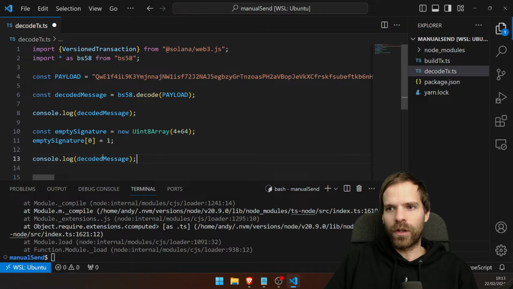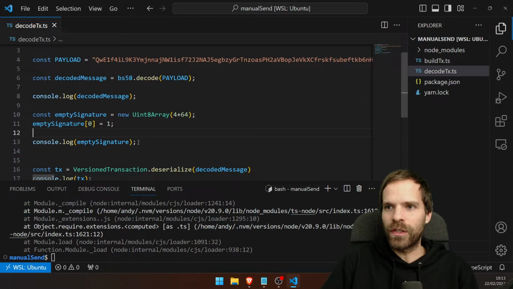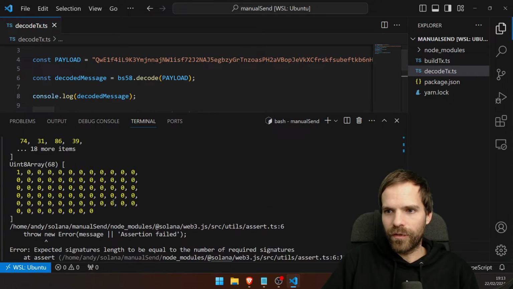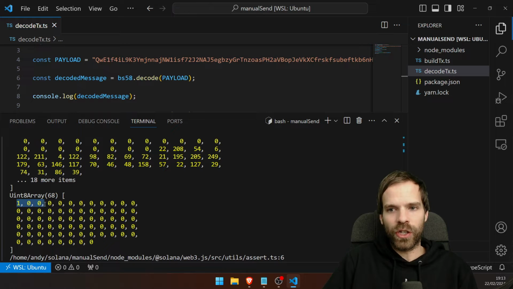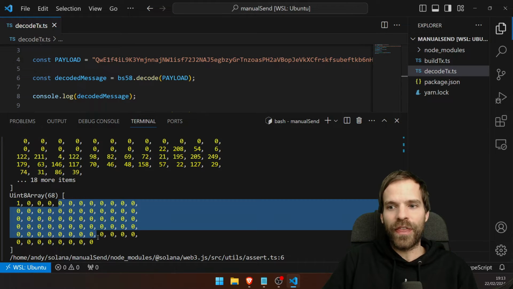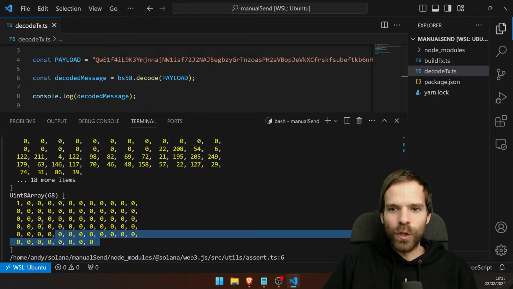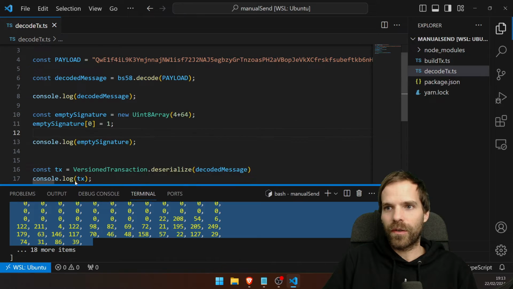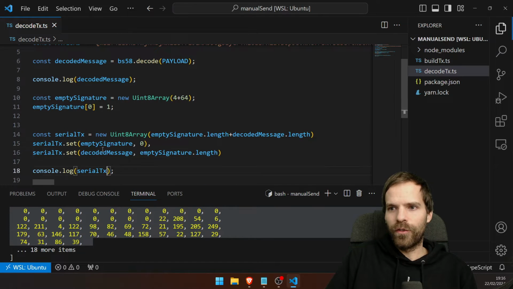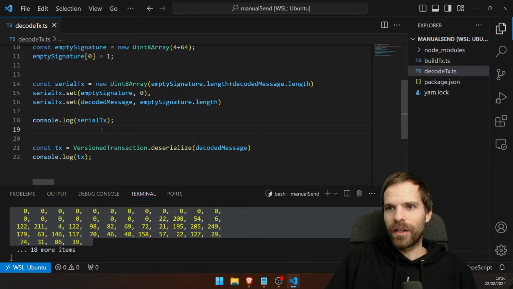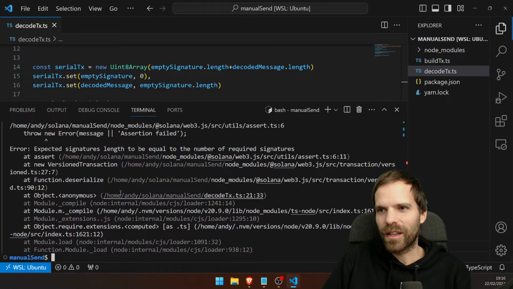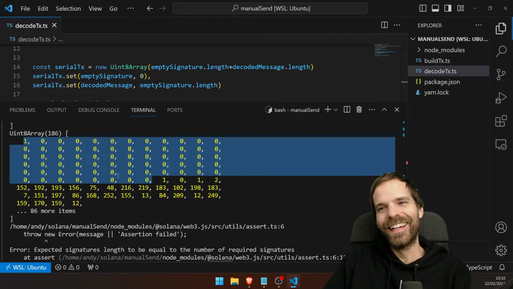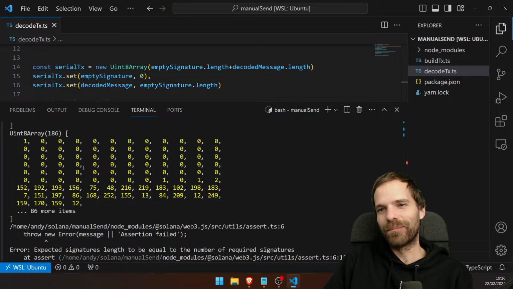Just for your entertainment, I will show you this empty signature, which is just 1 and then a bunch of zeros. That's what that would look like. Ignore the error. So we have 1 signature. That's the number of signatures, and that's the signature. And now I just need to put that on top of that to have a serialized transaction. Okay, so that will give me the following transaction. And then I'll try to decode this one. Let's see. Still breaking. But kind of there. At least it does the thing that I wanted to do.